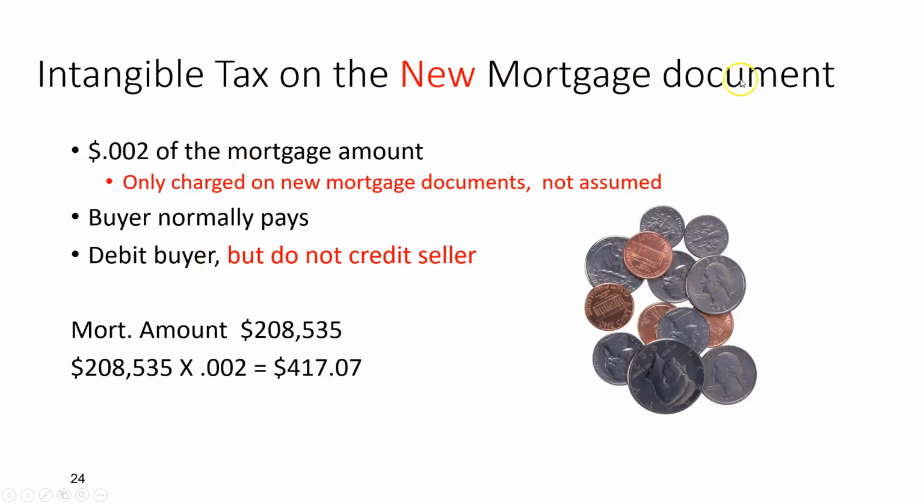Intangible tax on the new mortgage document. This is only on new mortgages, not notes. We covered notes. This is the new mortgage. This is a 16-page mortgage document, and it's only on new ones. When a new one is recorded, the amount on the mortgage is just multiplied by 0.002. Only charged on new mortgage documents. So here's an example. The new mortgage amount is 208,535, and then there's a straight 0.002, which equals 417.07.